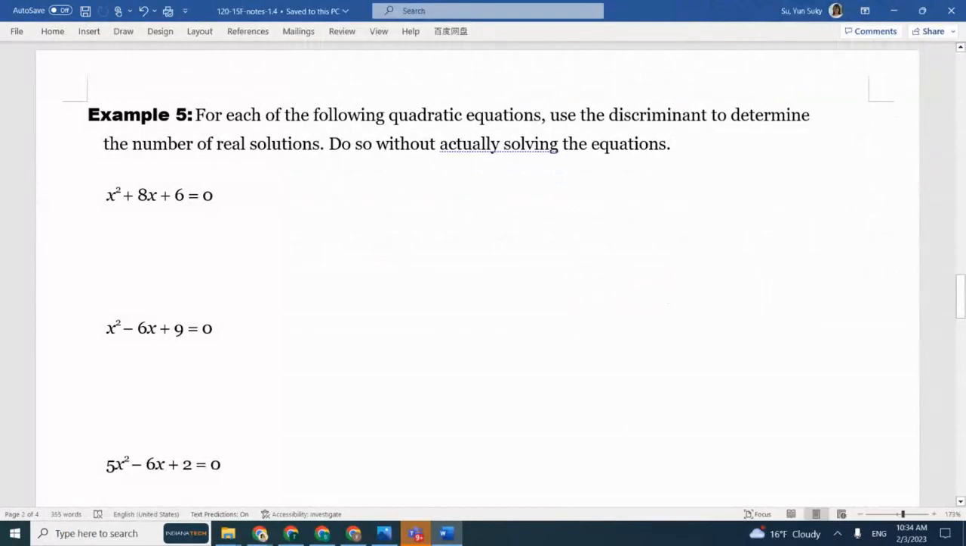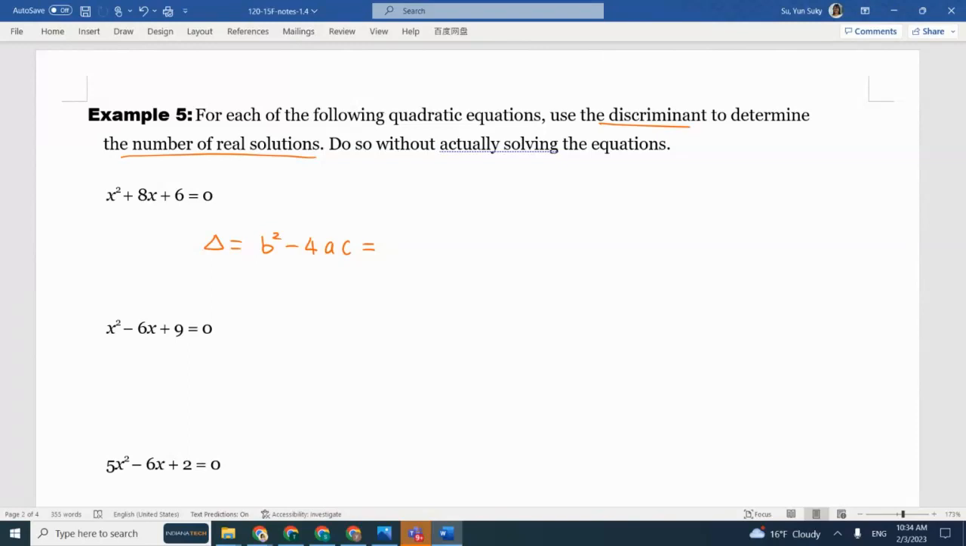Example 5. We want to use the discriminant to determine the number of real solutions. Do so without actually solving the equation. So we don't want to solve the equation. We just want to know the number of solutions. Okay, discriminant. B squared minus 4AC. How about you guys take turns to answer my questions?